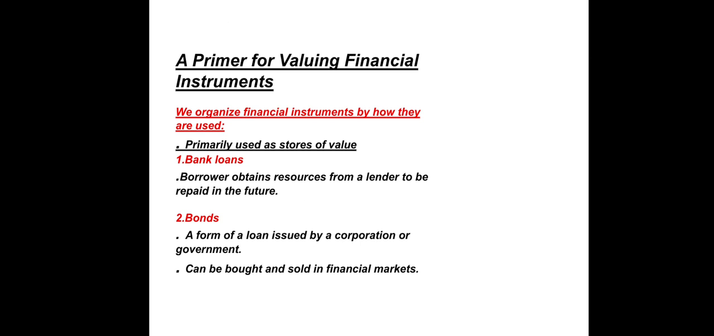Next we organize financial instruments by how they are used. Here, primarily used as stores of value. In that, the points are as follows. First one is bank loan. Borrowers obtain resources from a lender to repay in the future. Second one is bond, a form of loan issued by a corporation or government, which can be bought and sold in the financial market.